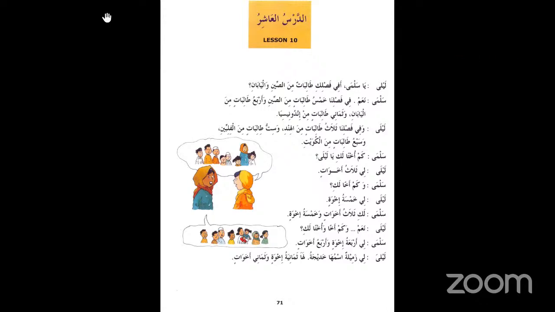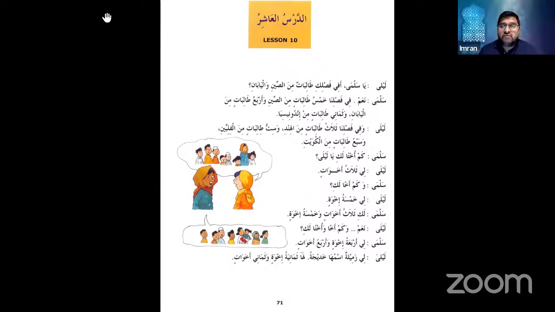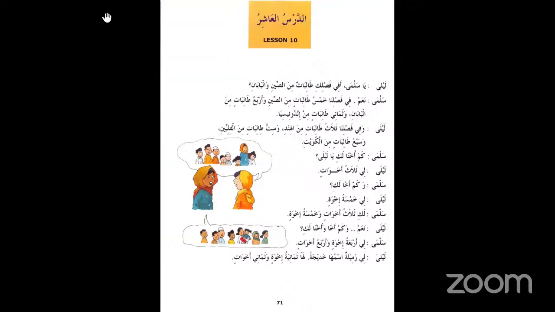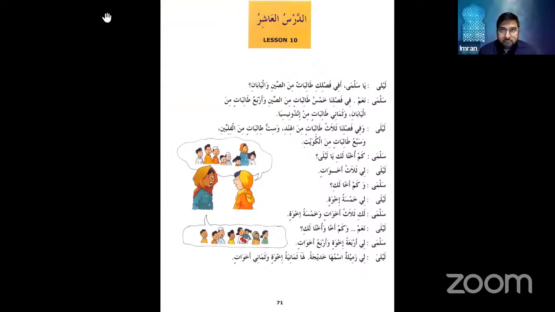وفي فصلنا 3 طالبات من الهند. And in our class there are 3 students from India. Faslina, the na is the possessive pronoun for our. وست طالبات من الفلبين. And there are 6 students from the Philippines. وسبع طالبات من الكويت. And there are 7 students from Kuwait.